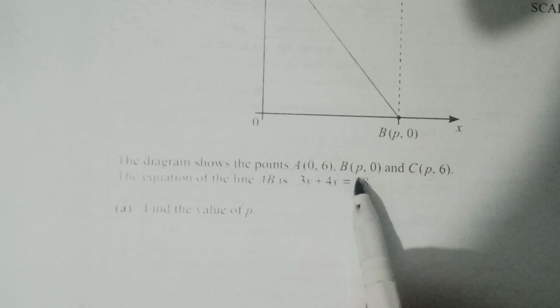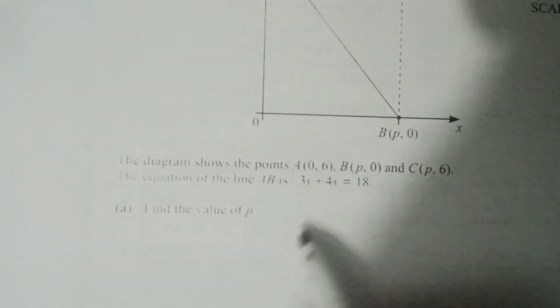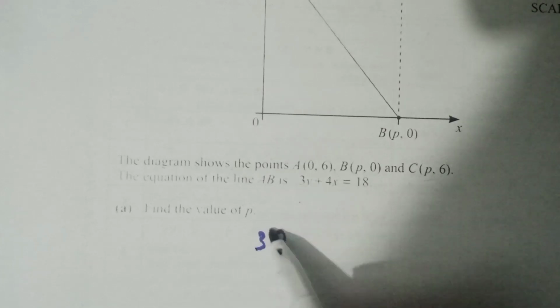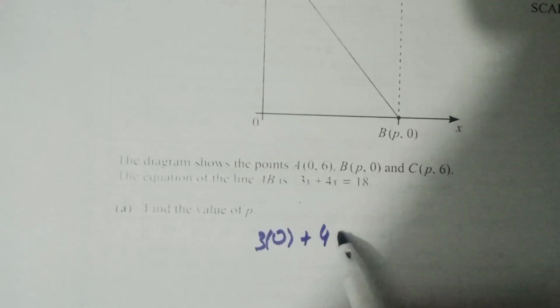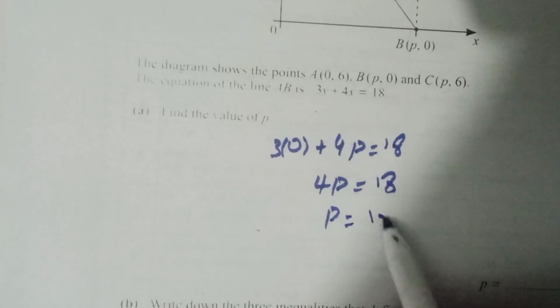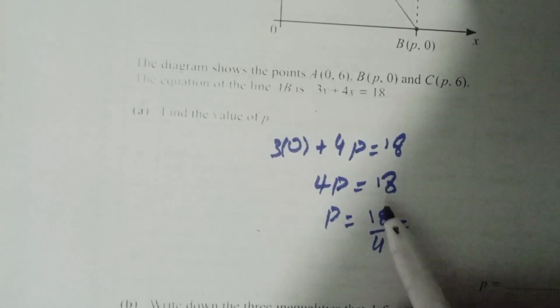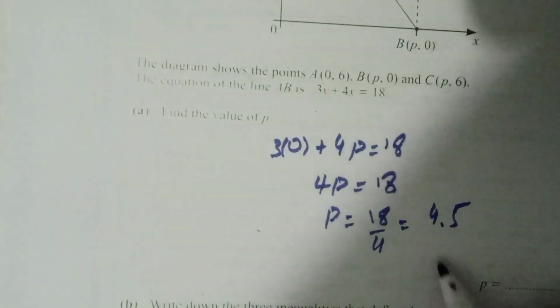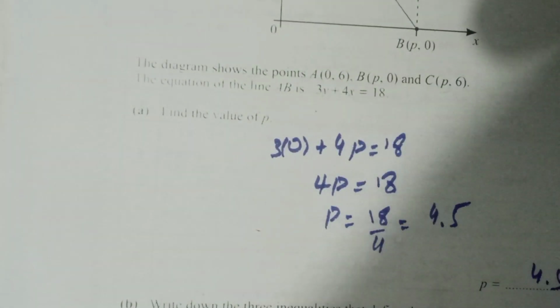This is the point (p, 0), so the y coordinate is 0. 3 times 0 plus 4p is equal to 18, so 4p is equal to 18, and p is 18 divided by 4, which gives 4.5. Now p is equal to 4.5.